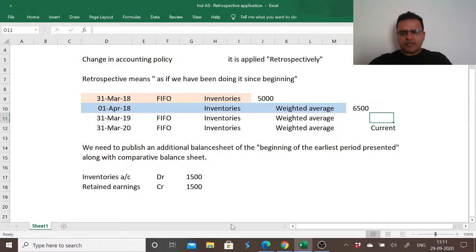The comparative is on weighted average. One more additional balance sheet of the beginning of the earliest period. The earliest period among the two which were presented along with the balance sheet of 31st March 20 was beginning from 1st April 18 and ending on 31st March 19. Among the two periods, the earliest period was beginning on 1st April 18. So as of this date we presented one more balance sheet.